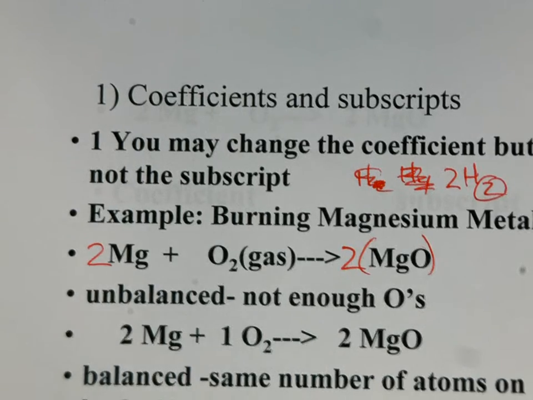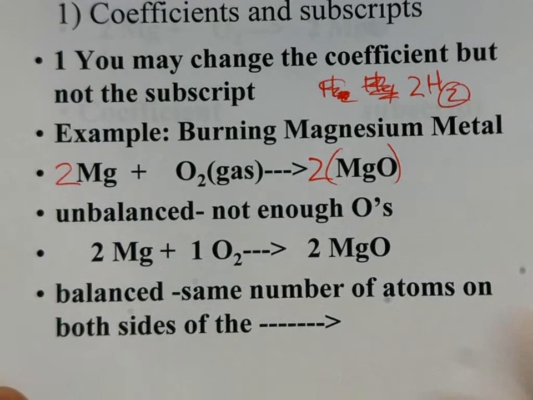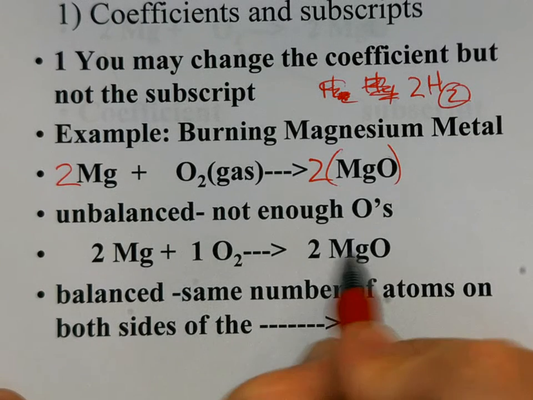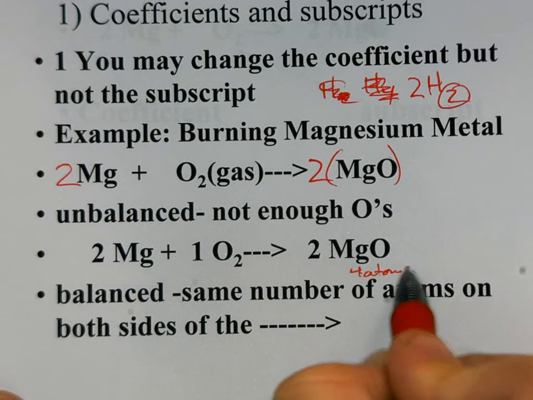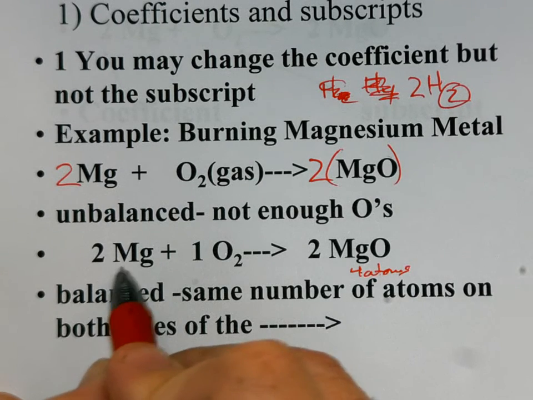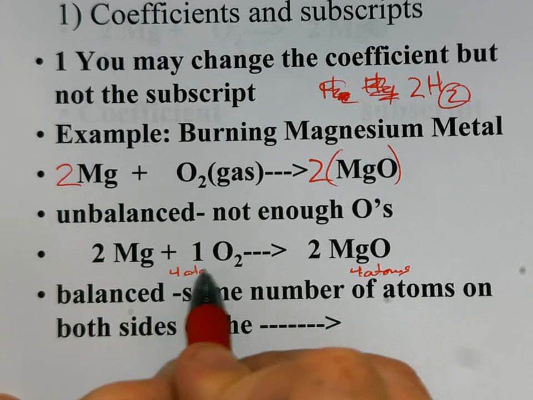So this is now a balanced equation because we have the same number of atoms on both sides. We can add those up if we need to. We have 2 magnesiums and 2 oxygens, 4 atoms over here. Over here we have 2 magnesiums, that's 2 atoms, plus 2 atoms of oxygen in this 1 molecule. Okay, we have 4 atoms.